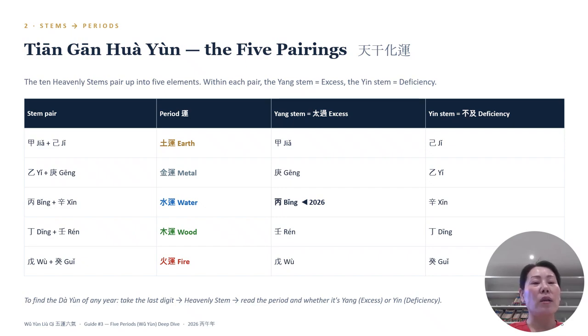And notice the arrow, because that's our 2026. Ding and Ren make the wood period. And Wu and Gui make the fire period.